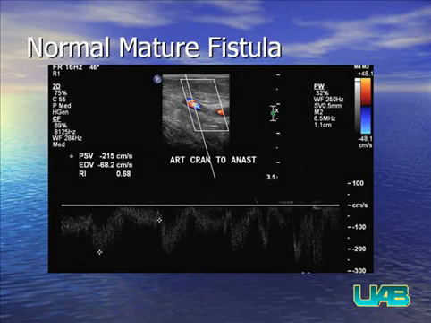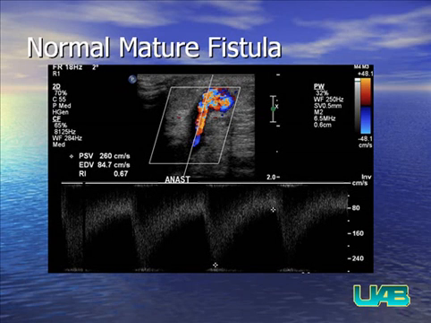So now we'll switch over to look at some of the imaging findings of a normal mature fistula and compare that to some abnormalities. In the artery, which is 2 centimeters cranial to the anastomosis, in this case we see arterial waveforms with peak systolic velocity of 215 centimeters per second. We'll use this to compare to the anastomosis, which is 260 centimeters per second. So there's no gradient between the two.